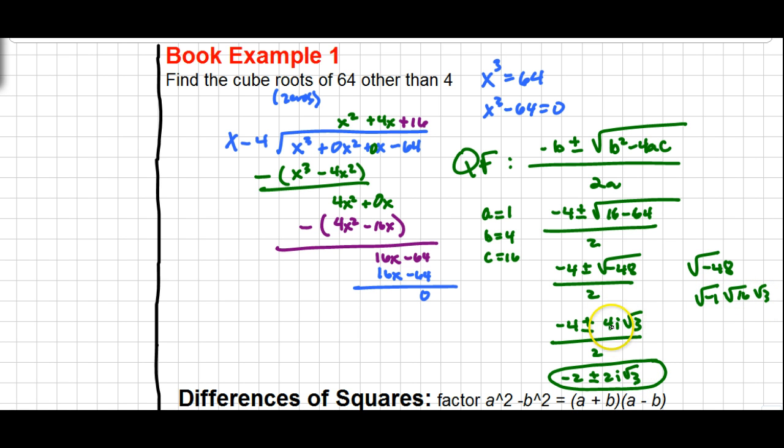The 4i square root of 3 can reduce with the 2 on the bottom, just the 4 and the 2 reduce, and then this 4 and this 2 reduce as well. So we do get our other two answers here, negative 2 plus 2i square root of 3. That's one of the other cube roots. The third one is negative 2 minus 2i square root of 3. If you were to take negative 2 plus 2i square root of 3 and multiply it by itself 3 times, eventually it would turn back into a 64. Same thing with the other 0 that we got.